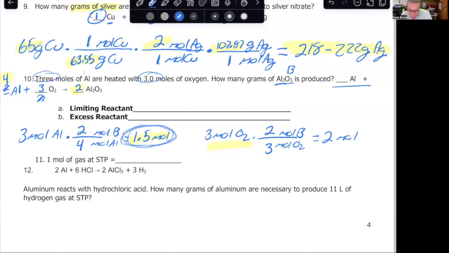Now, pay close attention. This is actually asking how many grams. So I know the most I can make is 1.5 moles. And I also know that 1 mole of aluminum oxide, if I add up 2 aluminums and 3 oxygens, is going to be equal to 1 mole of aluminum oxide, Al2O3.